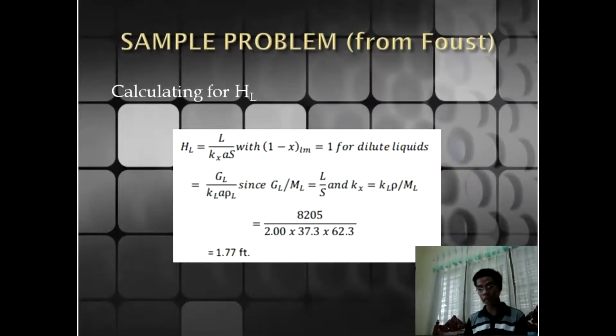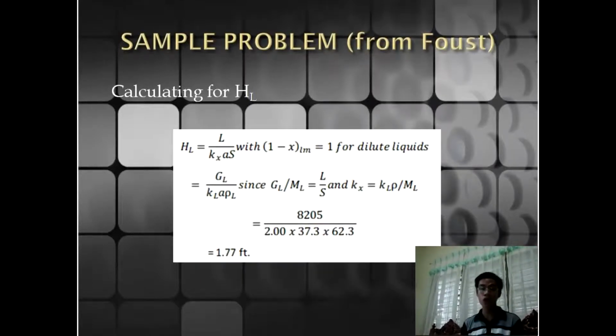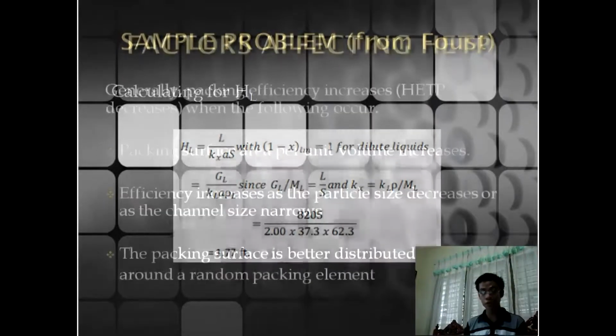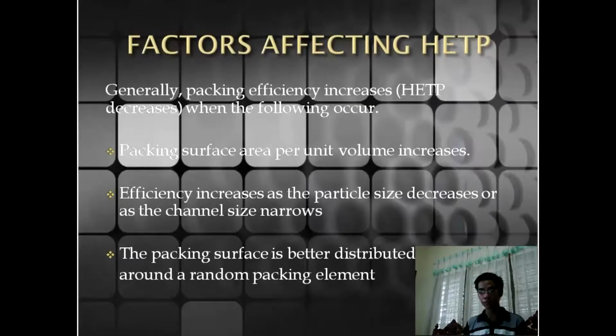As you can see, knowledge of the expressions for HG and HL in terms of the mass transfer coefficients is vital in this process. There is an indirect relationship between HETP and efficiency. Packing efficiency decreases as HETP increases. Efficiency increases when the packing surface area per unit volume increases. Also, efficiency increases as the particle size decreases or as the size of the channel narrows.